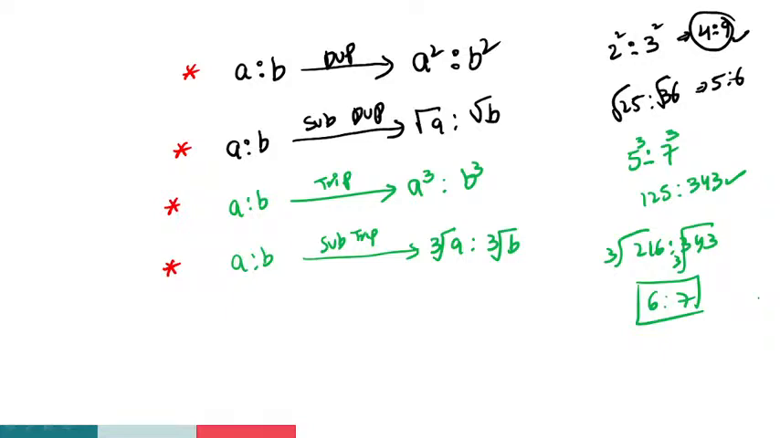So these are the duplicate, sub duplicate, triplicate and sub triplicate ratios, and just remember these 4 points, guys. A is to B, duplicate ratio is A square is to B square. Sub duplicate ratio is root of A is to root of B. Triplicate ratio is A cube is to B cube. Sub triplicate ratio is cube root of A is to cube root of B.